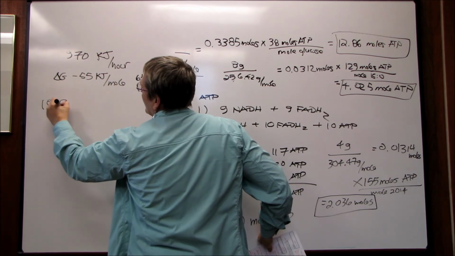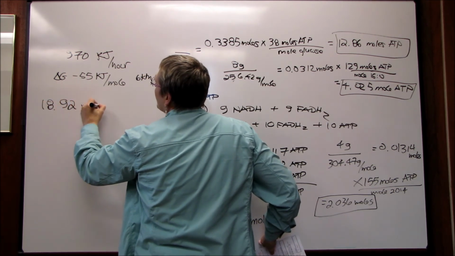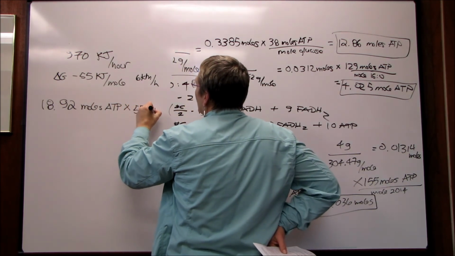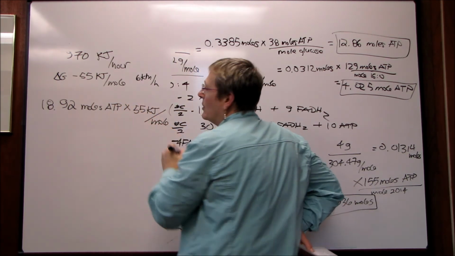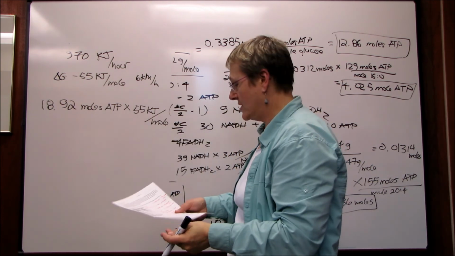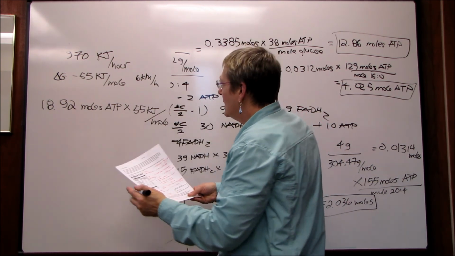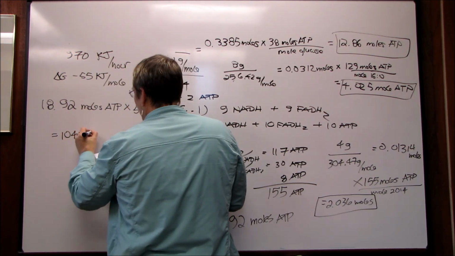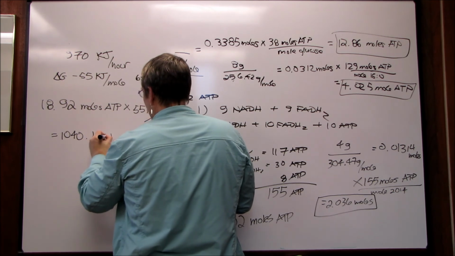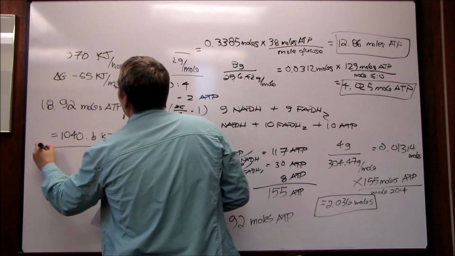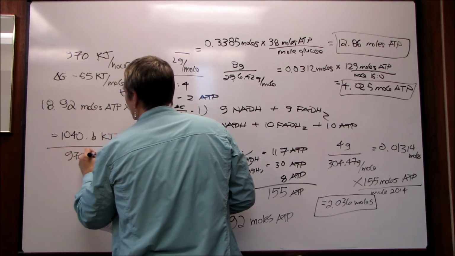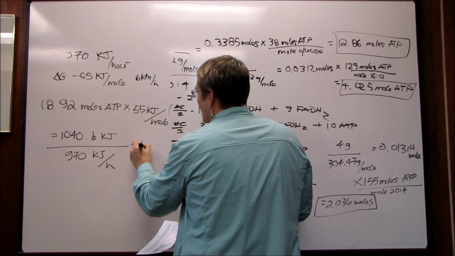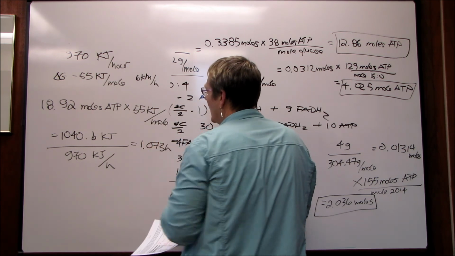Okay, so we have 18.92 moles ATP times 55 kilojoules per mole. We're not worrying about the signs here. We're using up this energy, so it doesn't really matter about the signs. Gives us a value of 1040.6 kilojoules, okay? Divide by 970 kilojoules per hour gives us a value of 1.073 hours of walking.